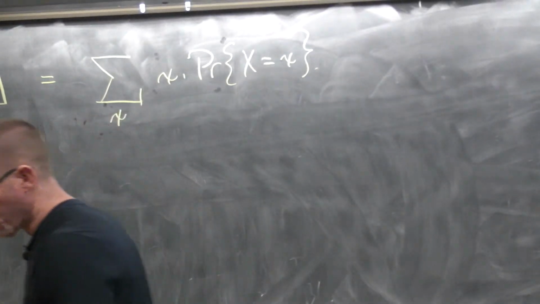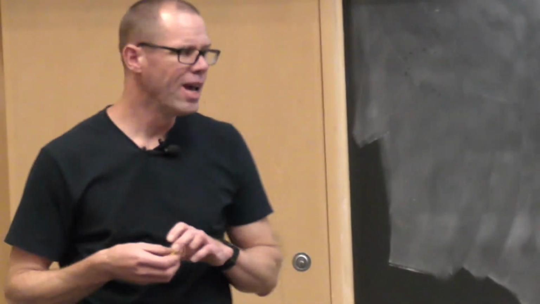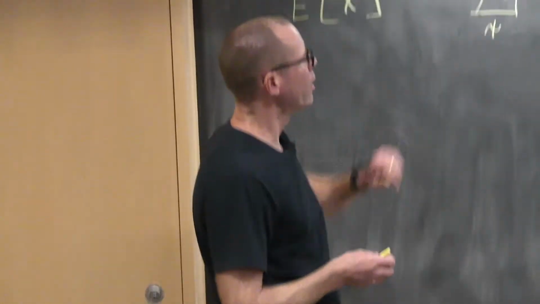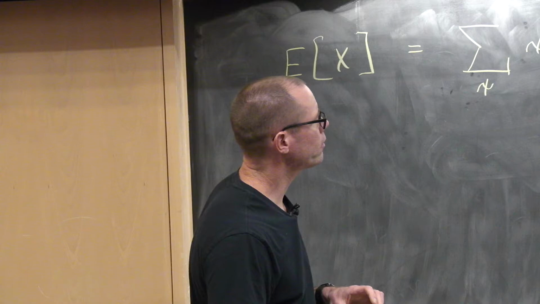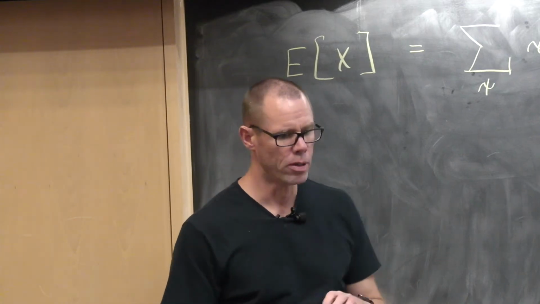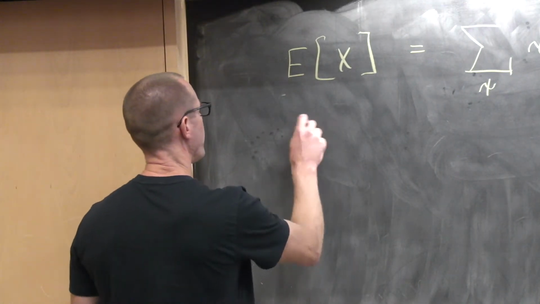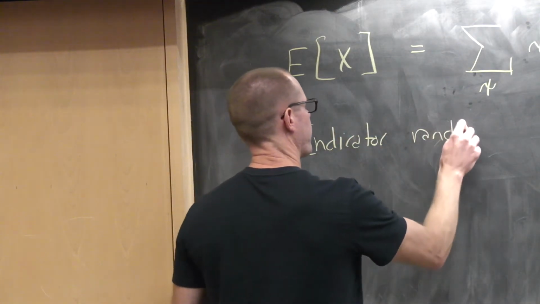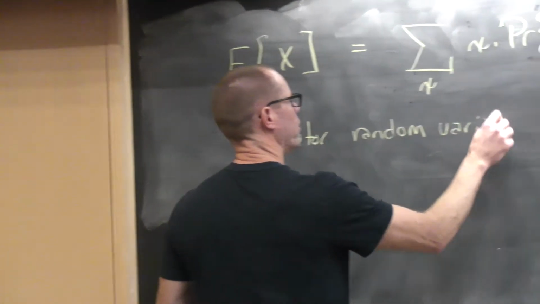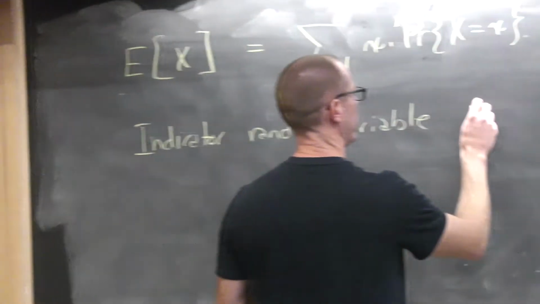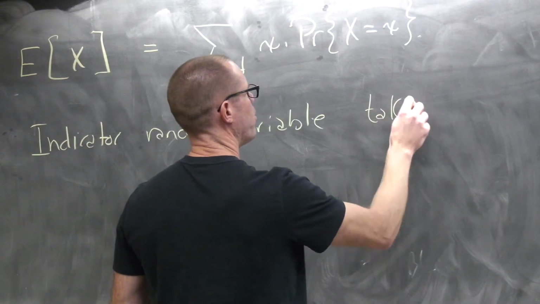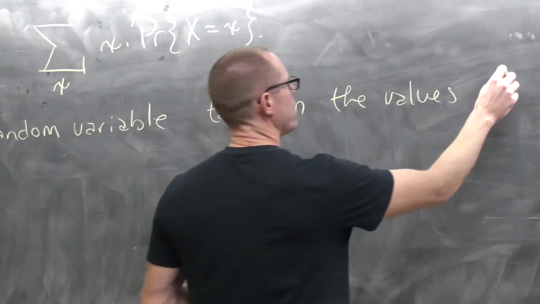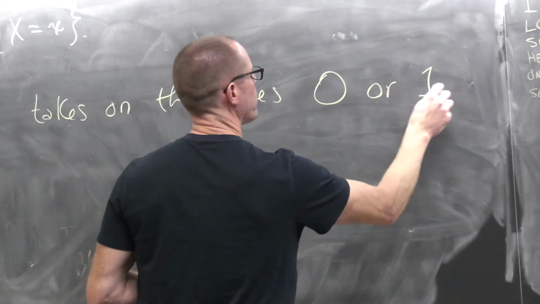This is kind of awkward to work with, so I'll show you a couple of tricks. And even better, these sums are a bit annoying. We'll be working with really simple random variables. So an indicator random variable is a random variable that takes on the values 0 or 1. So it's a really simple one.